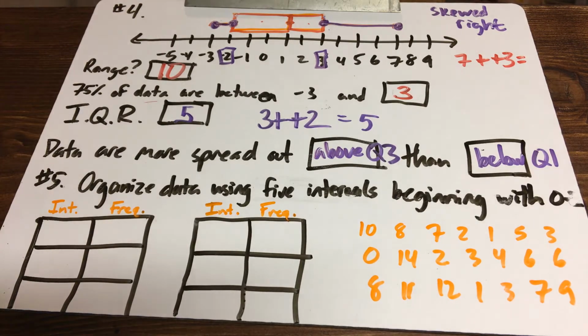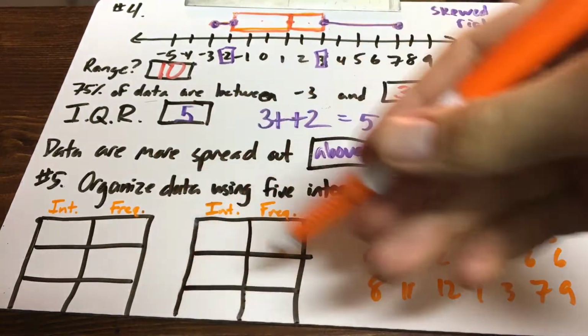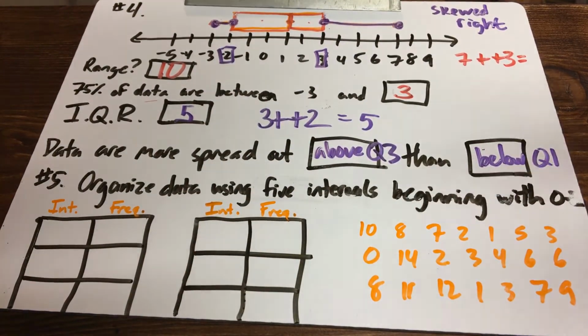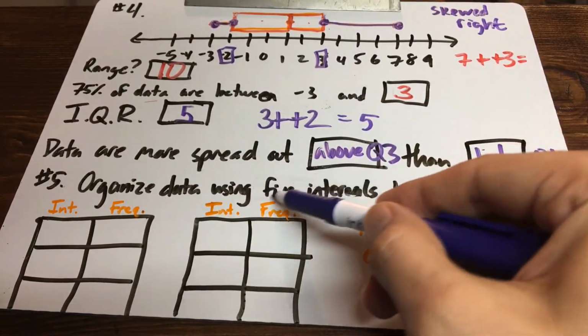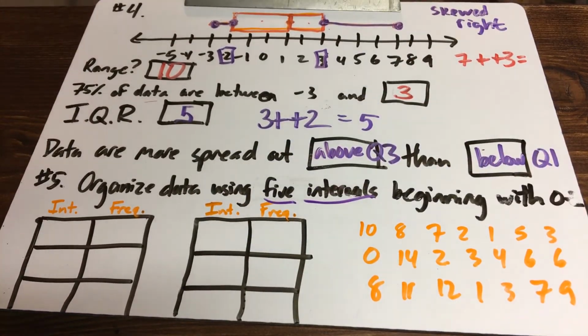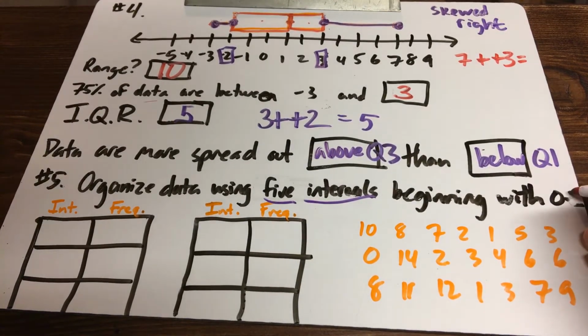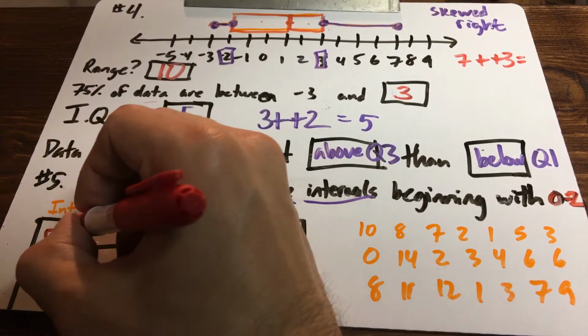The next one, number 5, is going to ask you to make your own kind of frequency chart here so you can figure out if data is symmetrical, if it's skewed left, or if it's skewed right. And I don't think we had to do that yesterday when we talked about histograms and the shape of distributions. So it's going to say organize data using 5 intervals beginning with 0 to 2. So they're going to say start with 0 to 2, and they want 5 intervals.